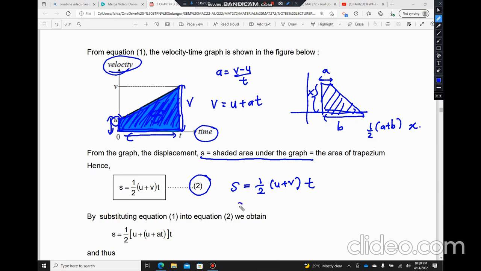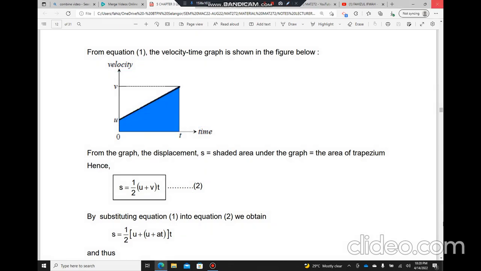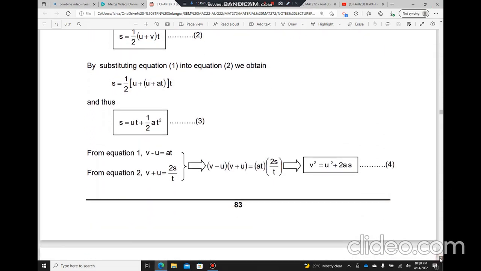So this one, s equals half u plus v, katakan kita ambil equation number 1 tadi, v equals u plus at. So kita ganti kat sini v dengan u plus at and then multiply by t. So we get this equation. Kita susun balik, bila solvekan dalam ni, u plus at, and then one over 2, then luar ni multiply by t, so we will get s equals ut plus one over 2 at squared. So yang ni dapat daripada equation 2 dan 1.